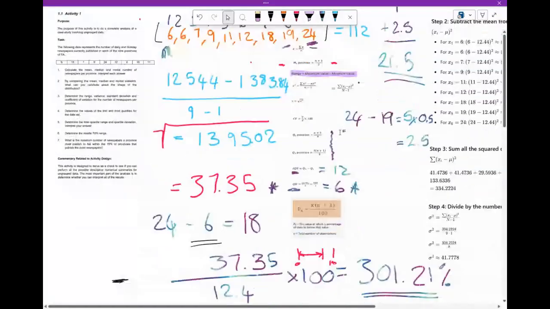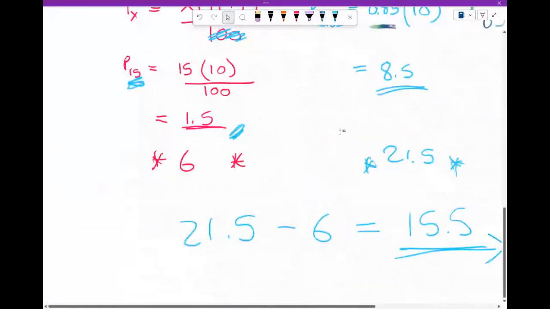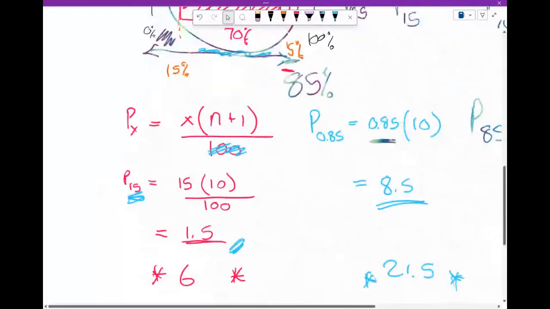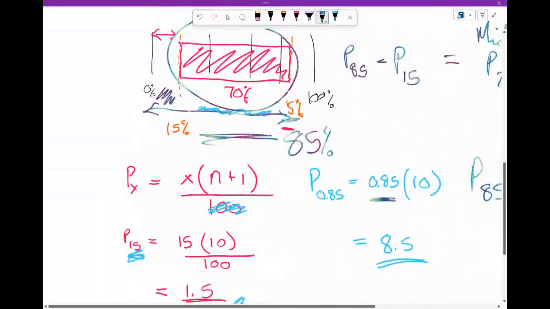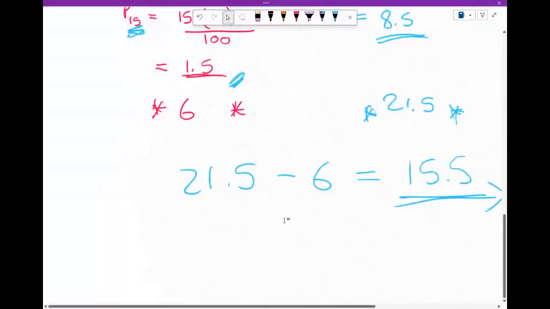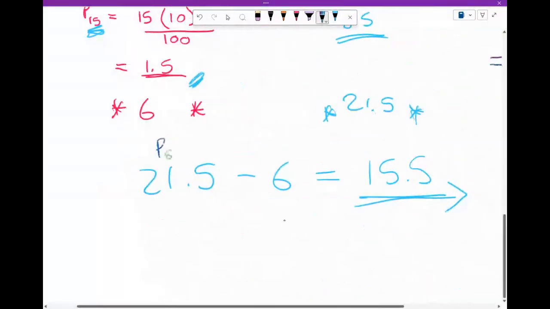So we now have that, but we're not done. Remember, we initially said we need to get the difference between these two to get our middle 70%. And that's what we've done. This was P85, and this was P15. And there we go.